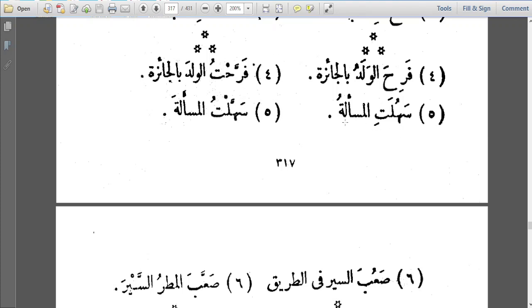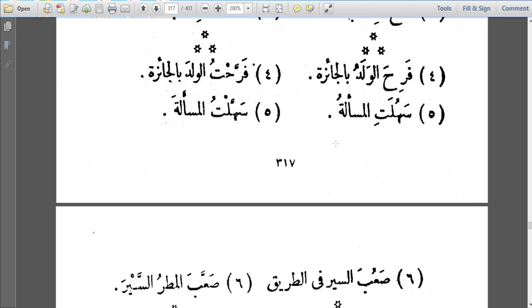We see sahulatil mas'alatu, the mas'ala, the case, the issue, the matter, the question. All of these are meanings for mas'ala. Okay, the mas'ala, the case or the question or the case study, the issue, the matter, the question has become easy. Sahulat, it has become easy. So here also you have fi'l and fa'il. And then it says sahaltu al-mas'alata. Sahaltu al-mas'alata.